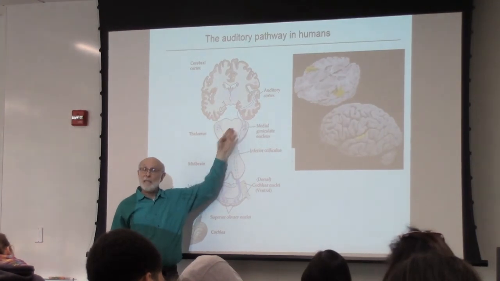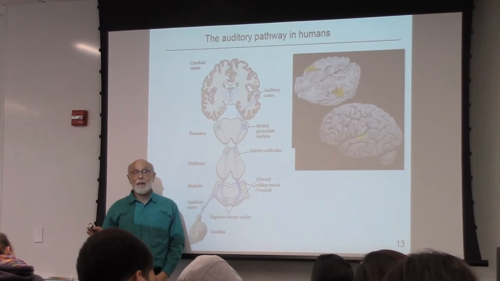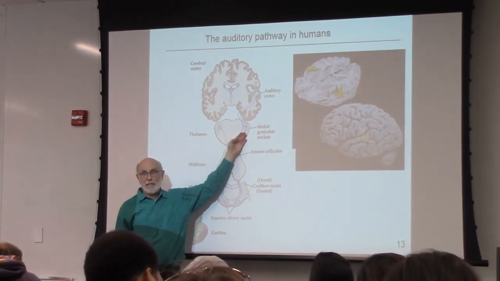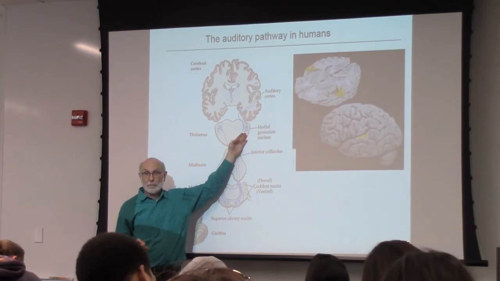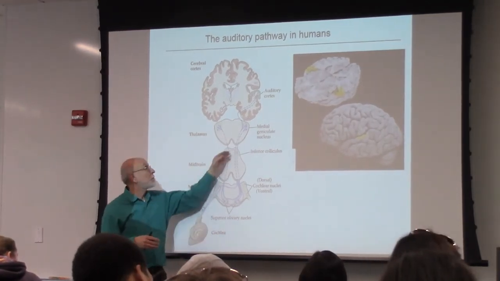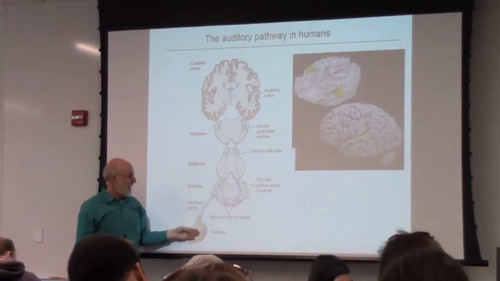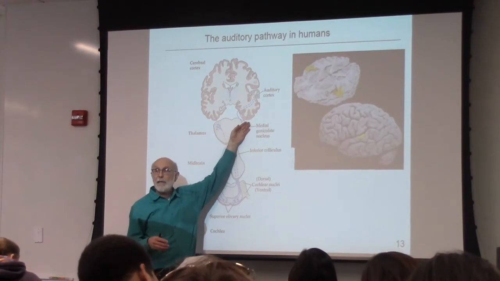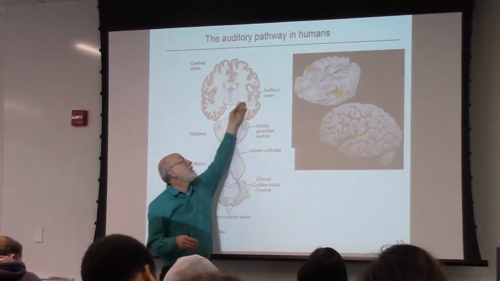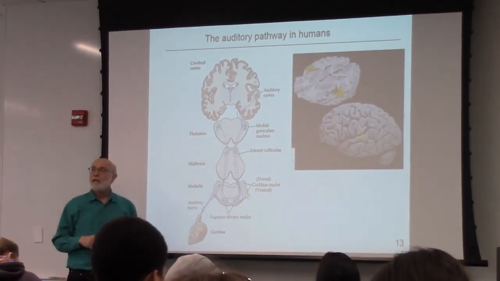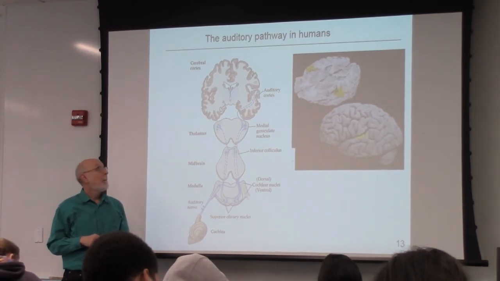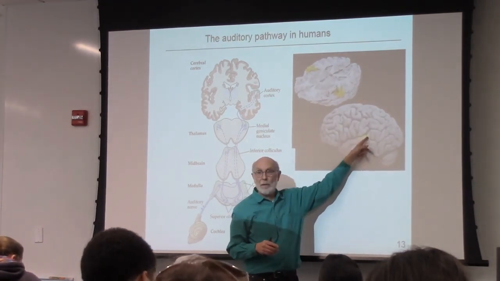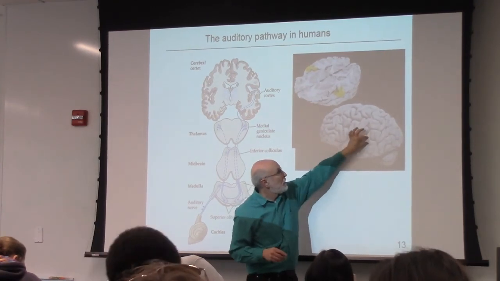It's going to be processed in the thalamus, so remember the lateral geniculate nucleus of the thalamus is important for processing visual information. The medial geniculate nucleus of the thalamus is important for processing auditory information. Synapses all along the way. So, synapse here, synapses in the medulla, synapses in the inferior colliculus, synapses in the medial geniculate, and then axons from the medial geniculate nucleus project to the auditory cortex. The primary auditory cortex is in the superior temporal gyrus.